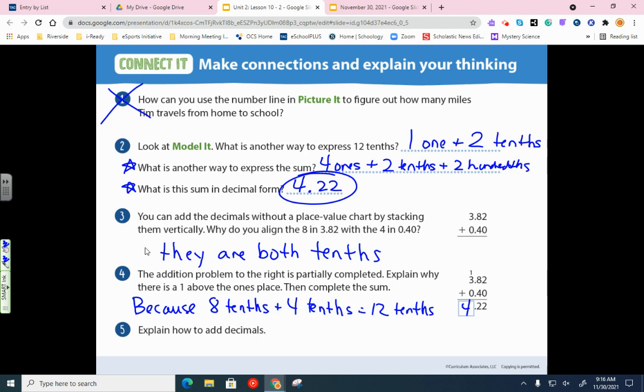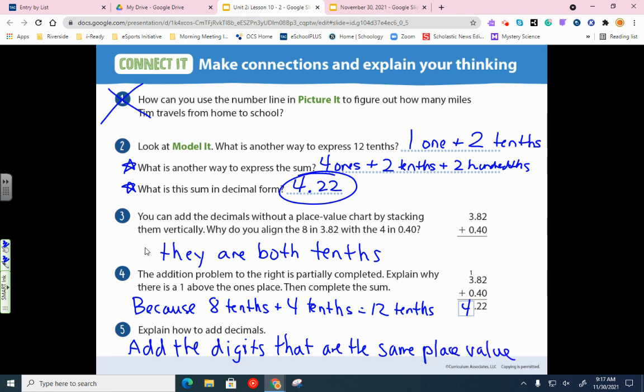Explain how to add decimals. We add the digits that are the same place value. Simple as that. Just line up your place values, line up your decimals, you're good to go.